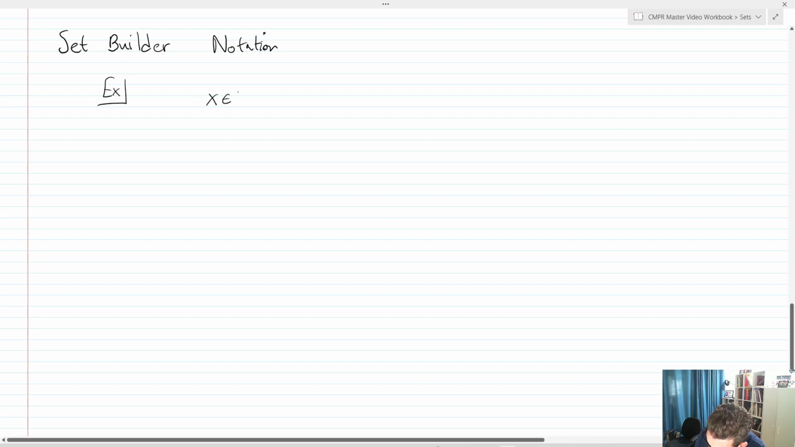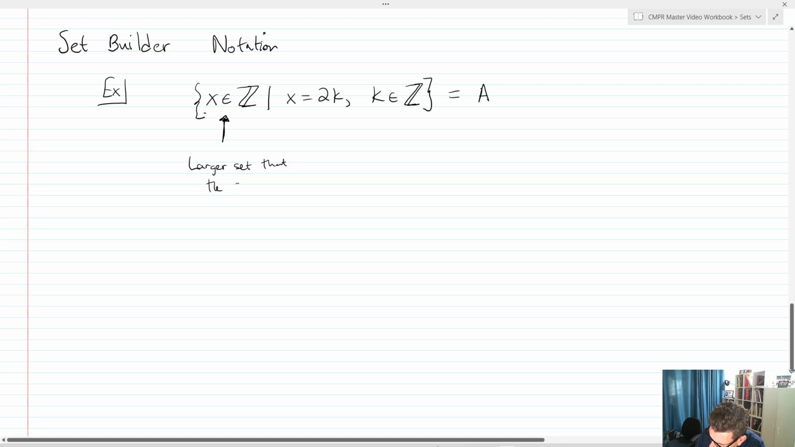Let's say, for example, we want x belongs to Z such that x equals 2k for k belonging to the integers. What we're saying right here is that we want all the values where x is an element of the integers, so it comes from the integers. This is the larger set that the set here, which we'll call set A, comes from.